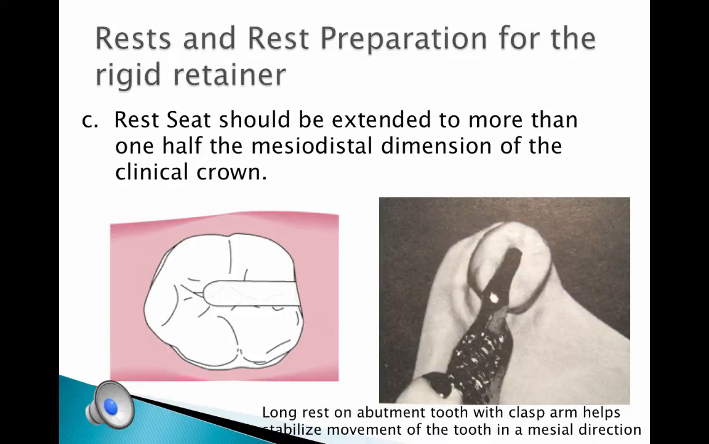The rest seat should be extended to more than 1/2 the mesiodistal dimension of the clinical crown. This provides a good positive seat and prevents further tipping of the molar in a mesial direction. It also stabilizes the partial denture under function. The picture on the right shows the use of a long mesial rest for prevention of tipping of that particular molar, even though you see clasp arms on that. It's not used just for rotational path partial dentures. It can be also used for regular designs.